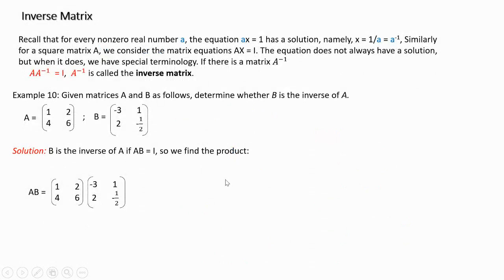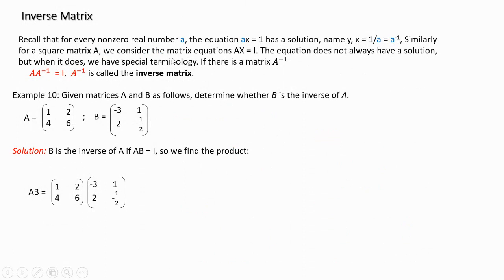Okay, now, inverse says, recall that for every non-zero real number A, the equation AX equals 1 has a solution, namely X equals 1 over A. So here, guys, what they're doing is solving for X: you divide both sides by A. So X equals 1 over A. In other words, A to the negative 1 is the inverse.